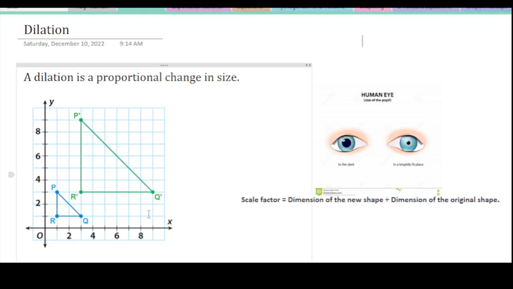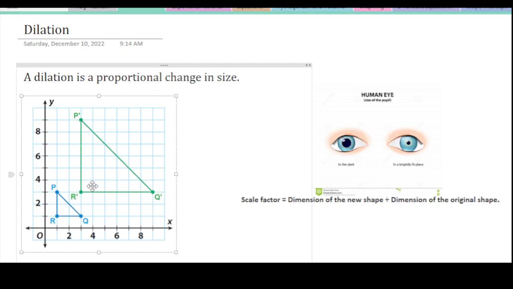Dilation is a change in size. So it's the same shape, but it's either bigger or smaller. So this is an example of an enlargement because we went from this original shape, PQR, to PQR prime, this bigger version of the shape.